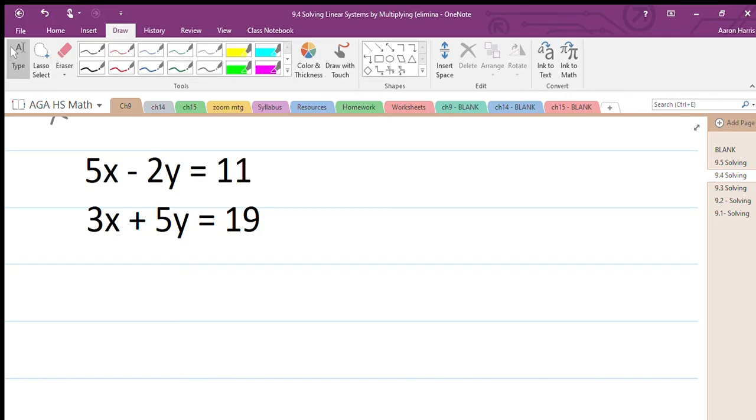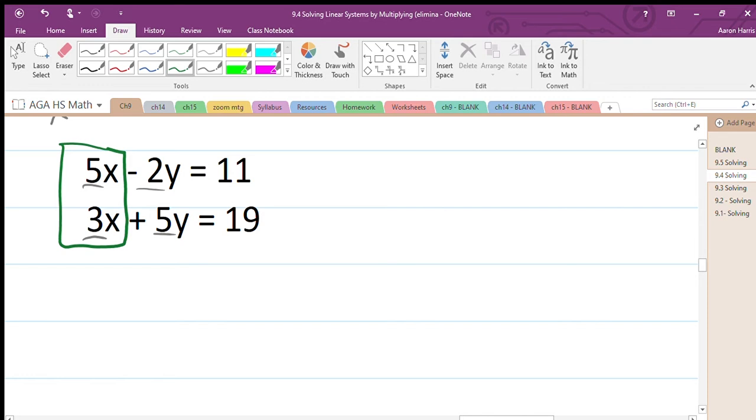Okay, so example number 2, when we have to change both equations through multiplication in order to find the additive inverse. Okay, so now let's look. I got a 5, I got a 3, I got a negative 2, and a 5. None of them are additive inverses, and none of them are exactly the same. So I'm going to have to change one. Pick which letter you want to eliminate. It doesn't matter which one, as long as you pick one. So let's eliminate the x.